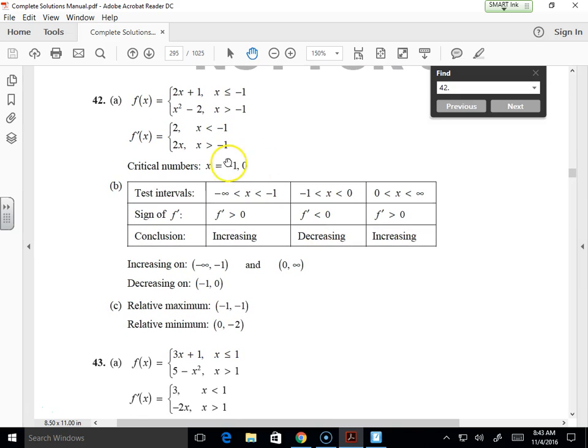Critical numbers, negative 1, 0, no discontinuities, because it actually ended up matching at negative 1 at the separator. Increasing, decreasing, increasing. You have your intervals. And then relative min at negative 1, relative max at negative 1, relative min at 0. Guys, I did a piecewise in notes. If you're getting confused or if you're going to get confused, check out the notes. There's an example. Remember, next one.